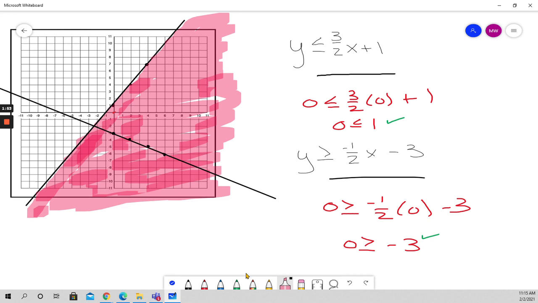So I'm going to shade the region of the graph that contains 0, 0. I'm going to pick a different color. So that would be everything above the line.